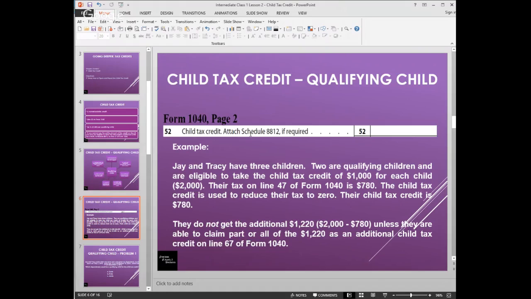2 are qualifying children and are eligible to take the child tax credit of $1,000 each. So that gives them a total potential credit of $2,000. Their tax on line 47 is $780. So since they only have $780 of taxes owed, the child tax credit would be $780. They would not get the additional $1,220 unless they're able to claim part or all of it as an additional child tax credit. And as I said, we'll go through the forms for that in a future lesson.